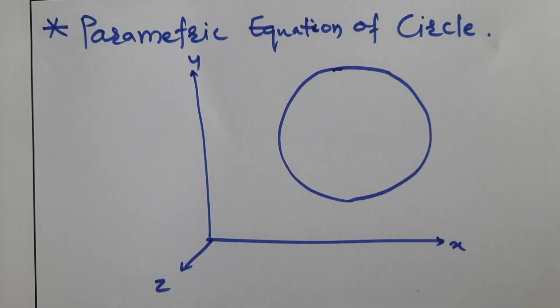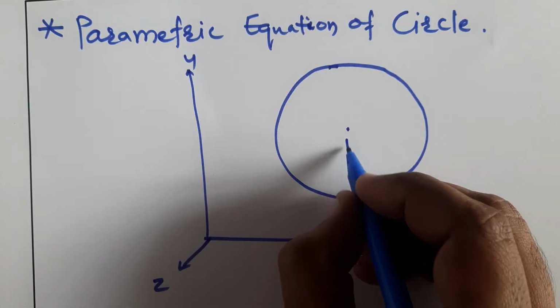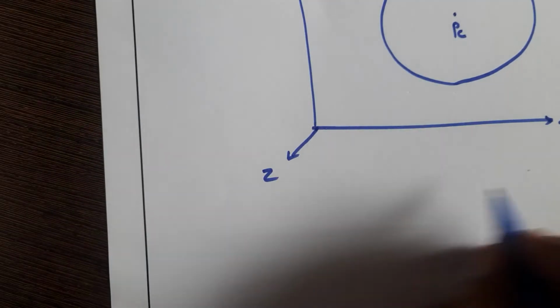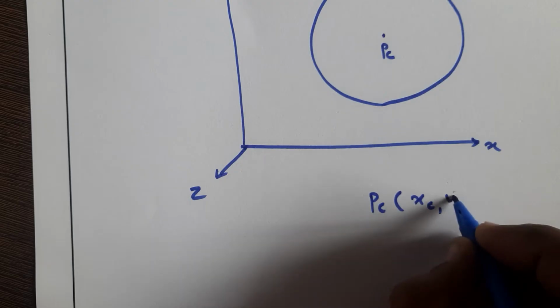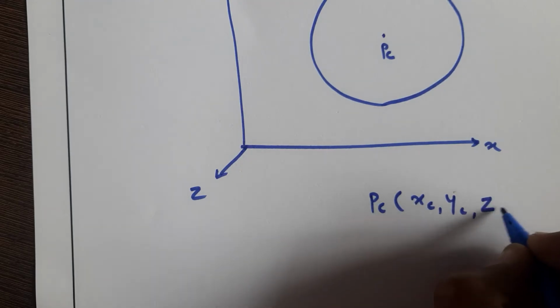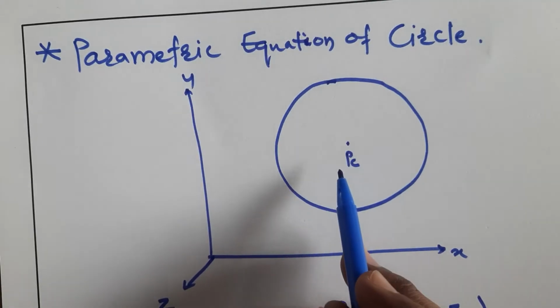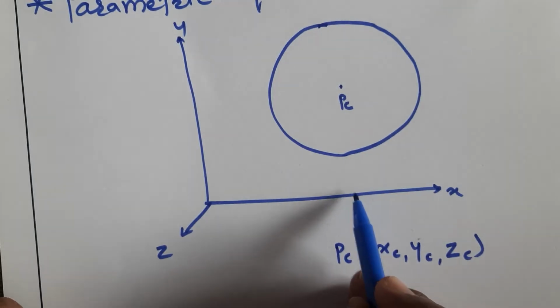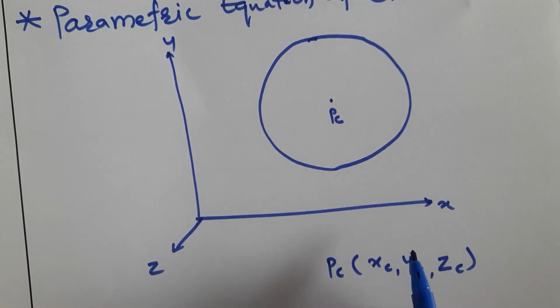Now let us consider the circle, and the center of the circle is having point PC. Okay, now I am writing the coordinates here. The coordinates of PC are XC, YC, ZC. So PC is nothing but a center of a circle, and the coordinates of center are XC, YC, and ZC. XC will be somewhere here, YC will be somewhere here, and ZC will be in the perpendicular direction. Some value will be there.